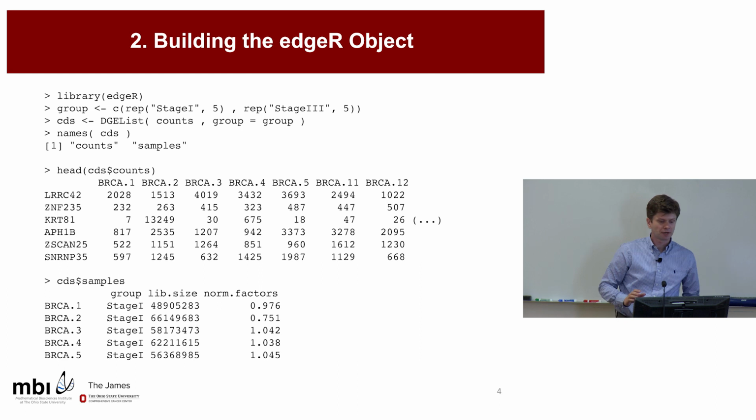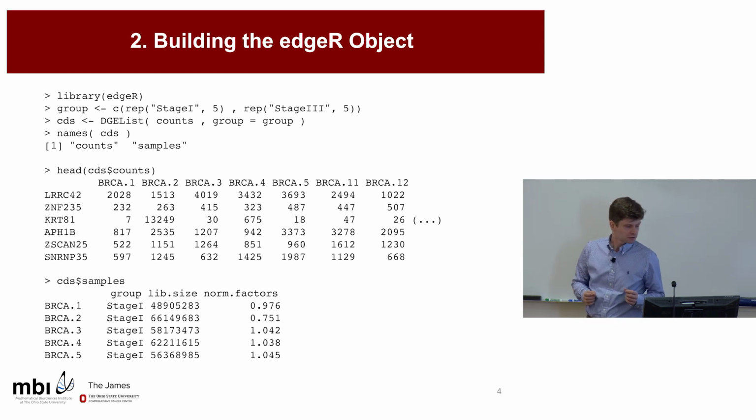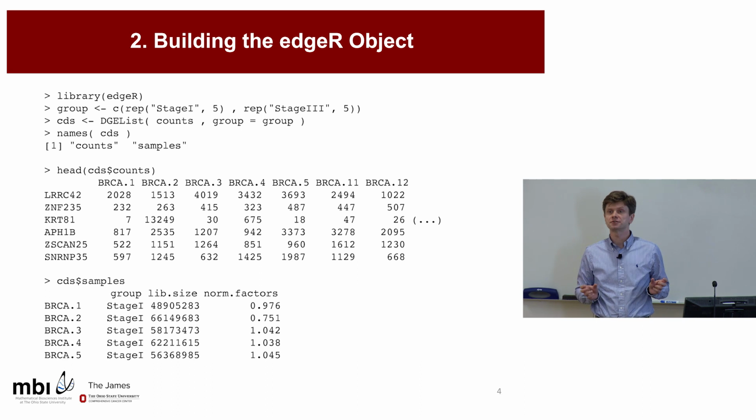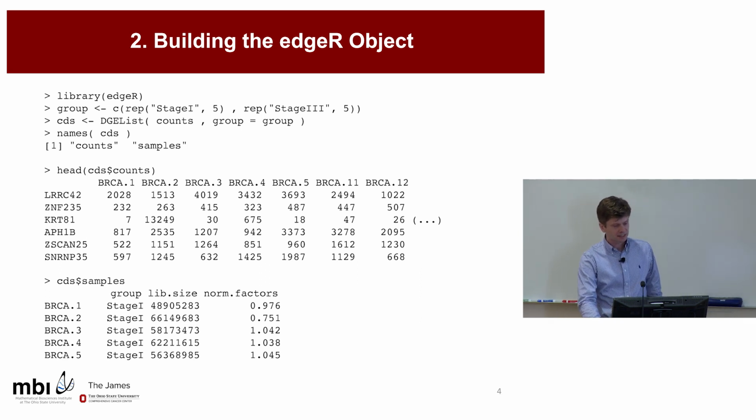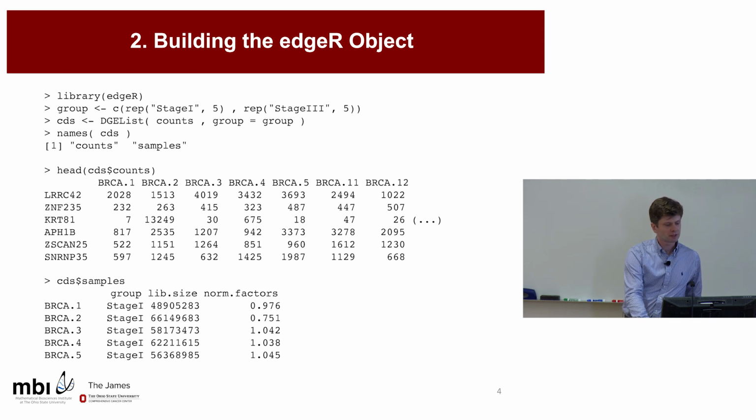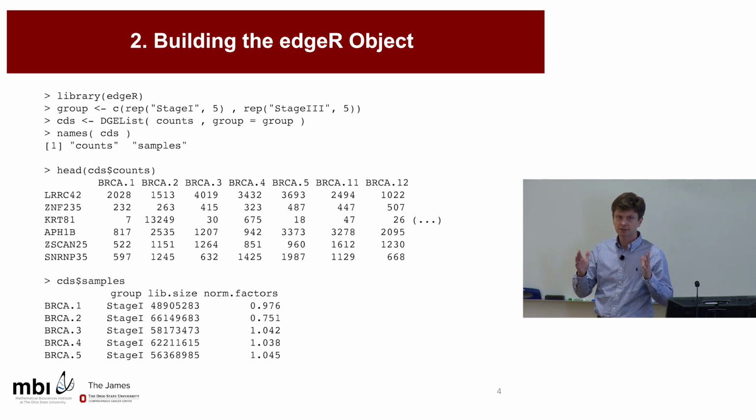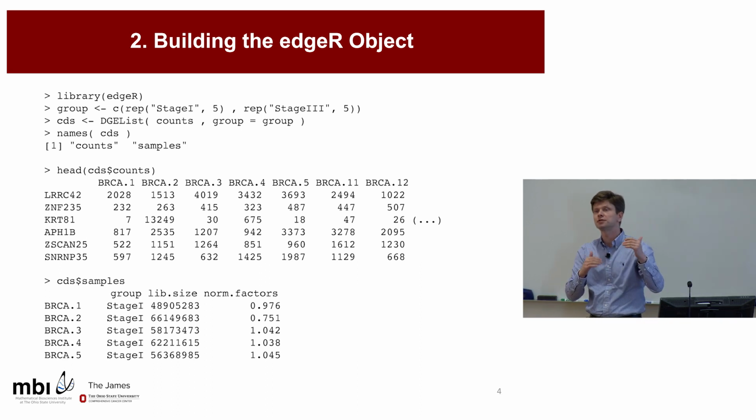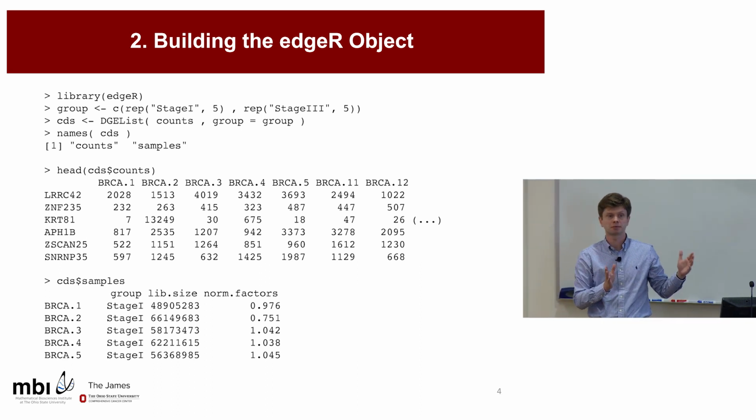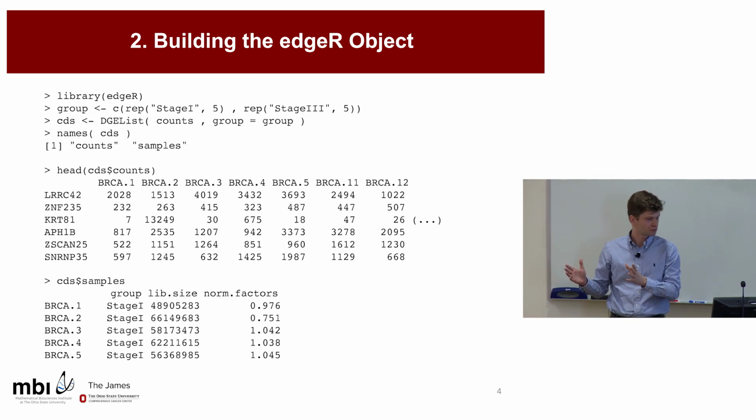And later we have to define groups. So right now, as Greg mentioned, we would compare stage 1 with stage 3 of breast cancer. And we will have 5 cases in each group. And the second step would be building the edgeR object, using the DGEList command, providing information about the read count table. So the table with the read counts would be put together with the group information that would tell the model which group is stage 1 and which is stage 3.